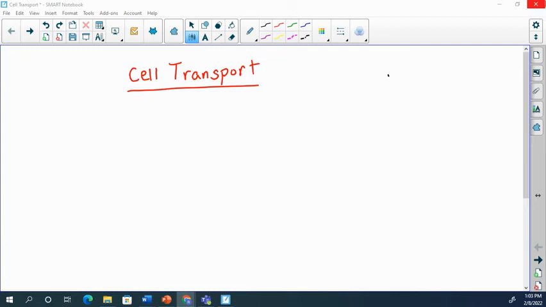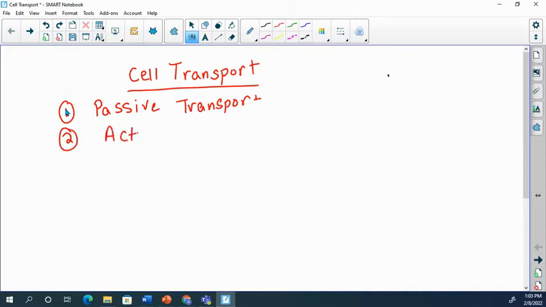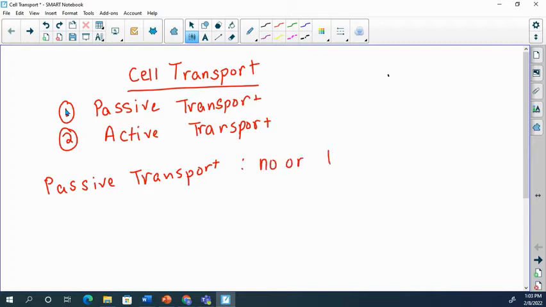Cells transport material using two methods. The first one is passive transport, and the second method is active transport. So let's talk about passive transport first. Passive transport requires no or little energy.